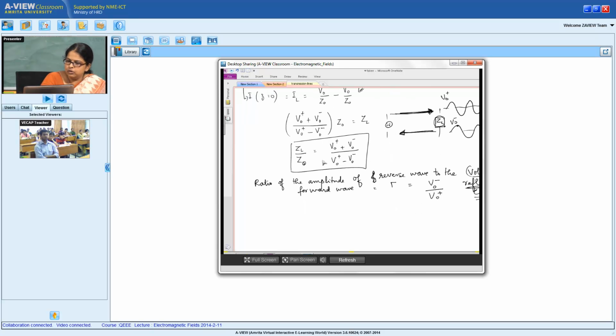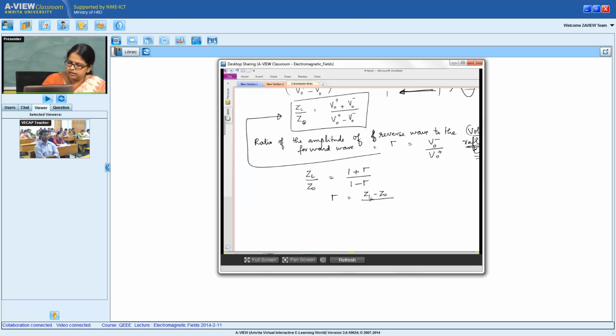So I can actually do an algebraic manipulation on this. I can divide it by V0 minus, add and subtract 1. From this equation, I can write ZL over Z0 as, if I divide throughout by V0 plus, 1 plus gamma over 1 minus gamma. So I get gamma as ZL minus Z0 over ZL plus Z0. Algebraic manipulation.